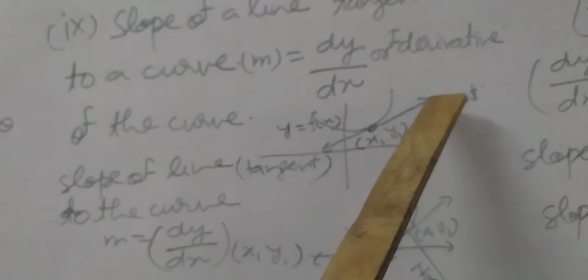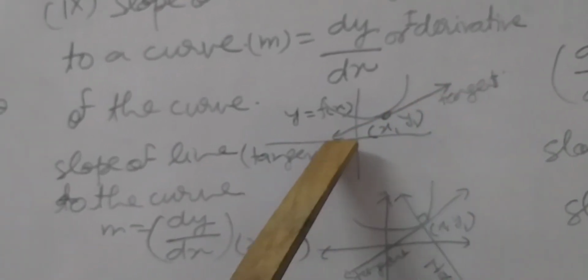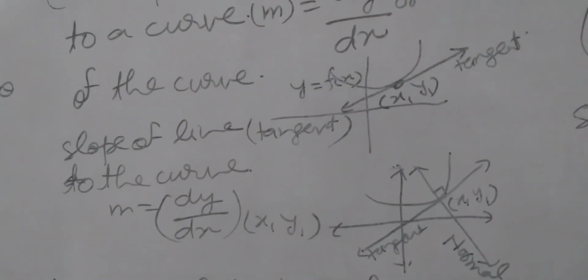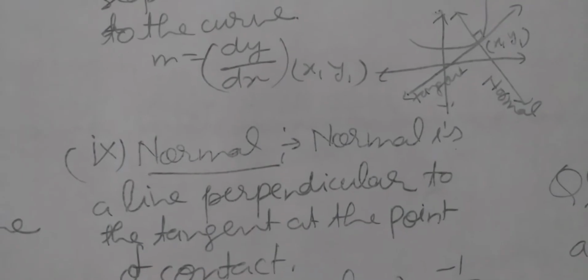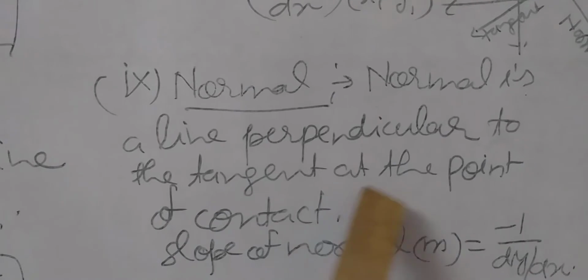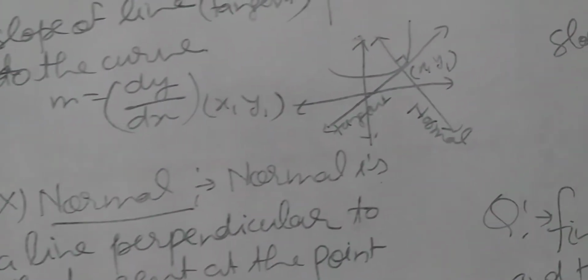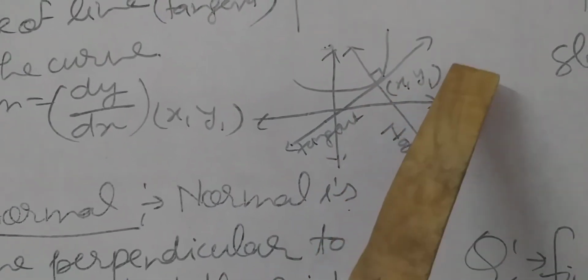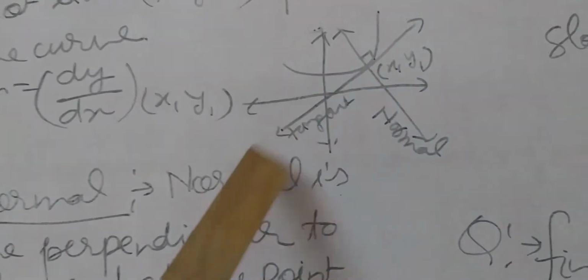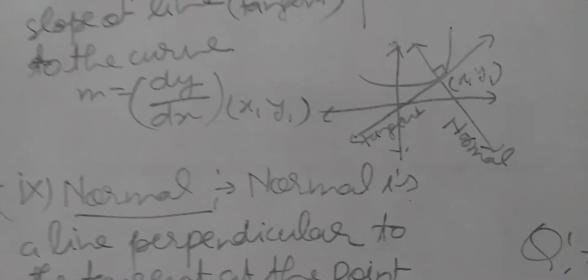Always remember, tangent is a line which touches the curve at a point. Okay, student? Now, student, what is normal? Normal is a line perpendicular to the tangent at the point of contact. Student, this is the curve and this is the point of contact. Point is x1, y1. So this line is tangent, and you can see this line is perpendicular to the tangent at the point of contact. So this line is normal.